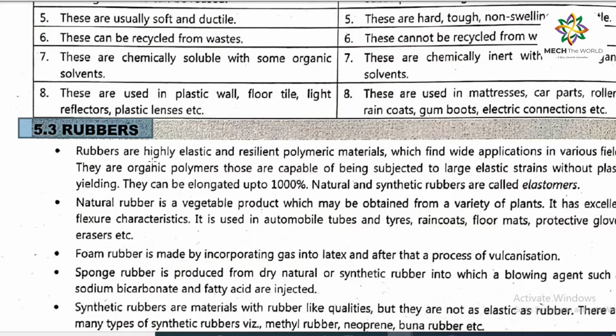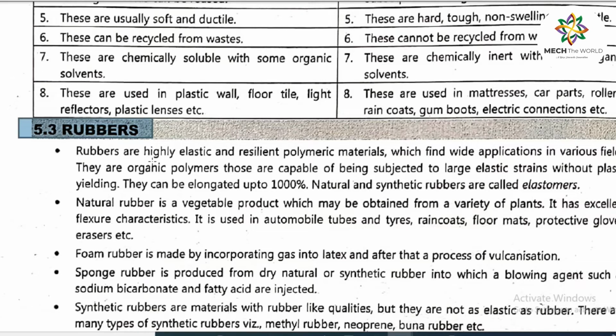Natural rubber is a vegetable product which may be obtained from a variety of plants. It has excellent flexure characteristics. It is used in automobile tubes and tires, raincoats, floor mats, protective gloves, erasers, etc.